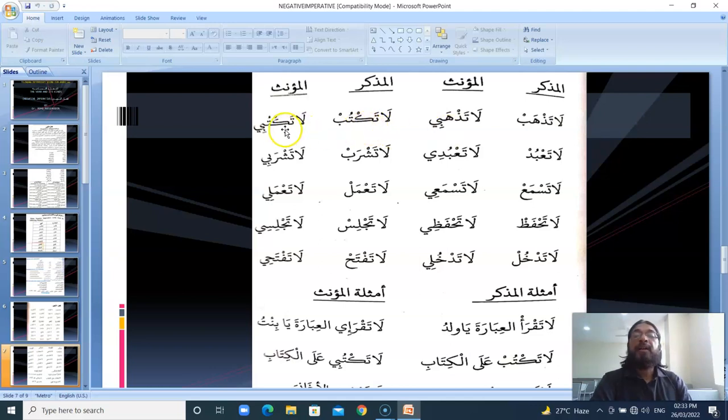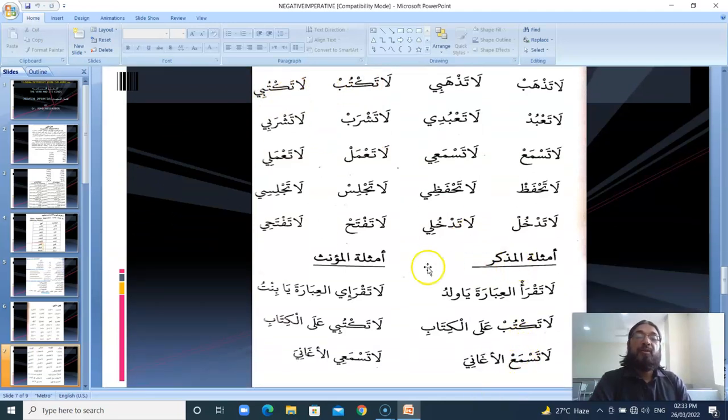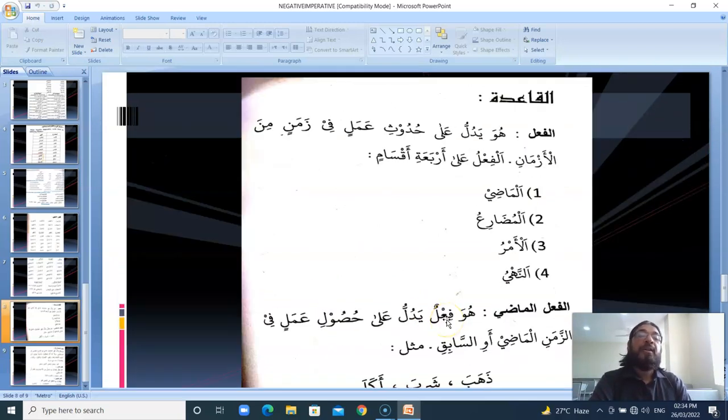La taktub, don't write. La taktubi, don't write. Male, female. Amsilatul muzakkara, amsilatul muannas. Examples of male and female. So here only the verbs are used, and here the verbs are used in the sentences. La taqra al-ibarata ya walad. Don't read the passage, O boy. La taqra al-ibarata ya bintu. Don't read the passage, O girl. So already all these have been explained on the top.